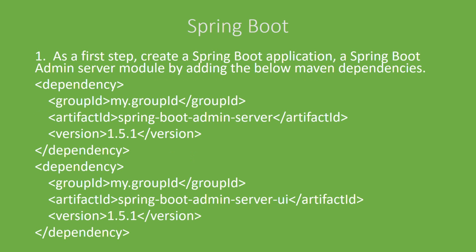As a first step, we have to create a Spring Boot application with the Spring Boot Admin server module by adding the below Maven dependencies. In one of my earlier videos you can see a file called pom.xml, which is a recipe for Spring Boot applications. Here you add these two dependencies in the pom.xml in your Spring Boot project. This is the first step we are supposed to do.